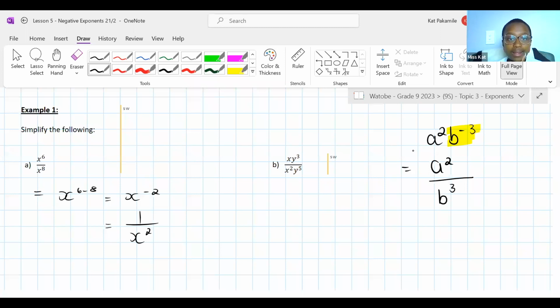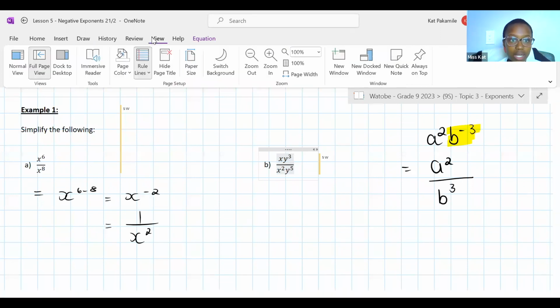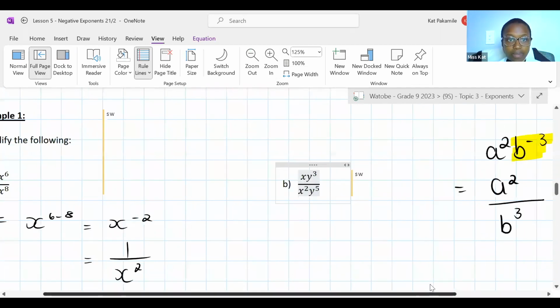Can I zoom in a little? Is this too small? I'm assuming that's the problem. Can I zoom in a little? Guys, how do I make this big? Okay. The only thing I can think of is to actually zoom in. Okay. There we go.